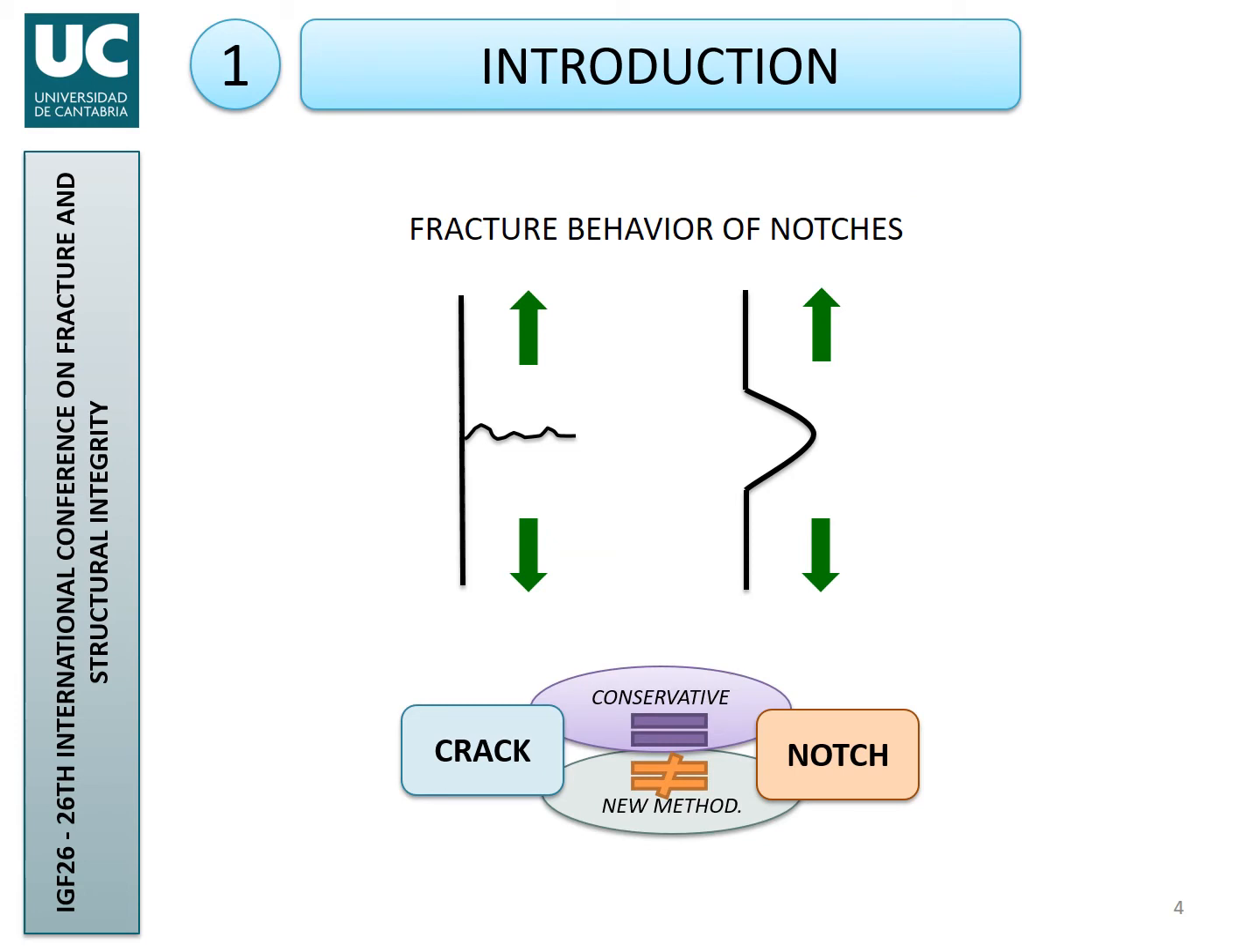Just to refresh the concept of notch, what do we understand as a notch? We are used to working in the fracture mechanics community with cracks, that is, flat defects on which the radius on the tip tends to 0. But when we have any other type of defect with a non-zero radius here, that's what we call a notch. It may be a U notch, a V notch, etc.